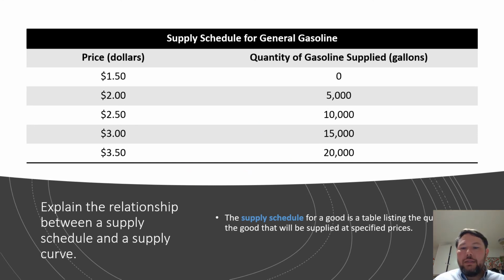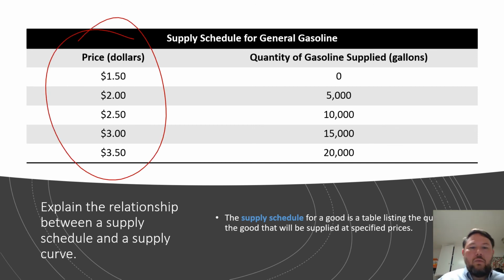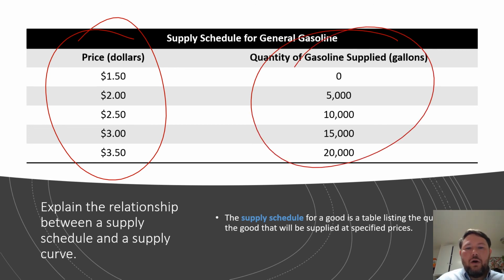Just like with demand, we will generate a supply schedule for supply, and we're going to list our price in one column and our quantity supplied in the other column, right? This happens to be a supply schedule for General Gasoline. And we can see that General Gasoline, this gasoline station, is willing to provide 0 gallons at $1.50 a gallon.